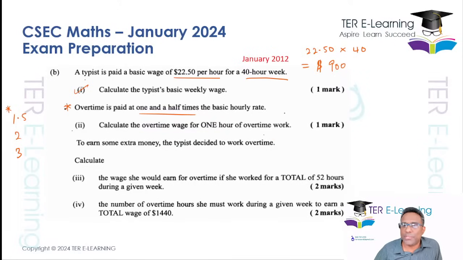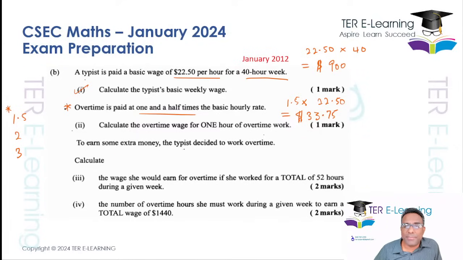So calculate the overtime wage for 1 hour of overtime work. Since the overtime is being paid at 1.5 times, we're going to say 1.5 multiplied by the basic hourly wage, which in this case was $22.50. So that's 1.5 multiplied by $22.50, and you're going to get $33.75. This is how much the typist is being paid for each hour of overtime. That takes care of that part.